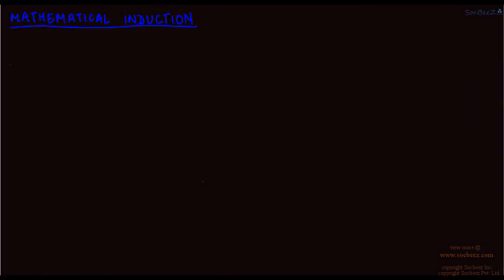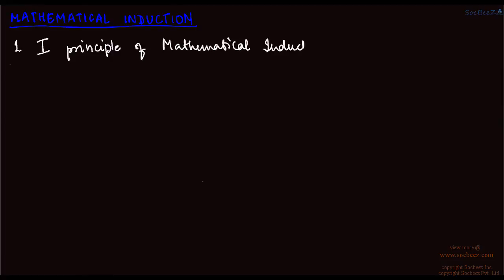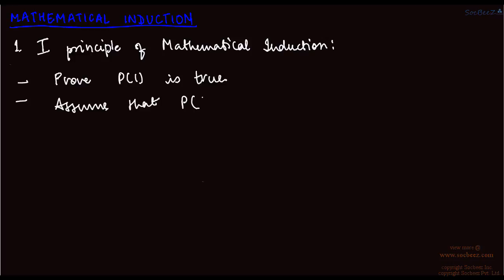We are going to start with mathematical induction. First of all, we are going to do the first principle of mathematical induction. This involves 3 steps. First step is that you have to prove that P of 1 is true. Then you have to assume that P of k is true.